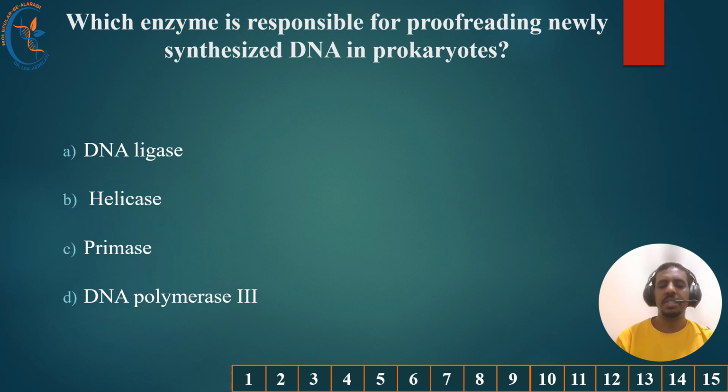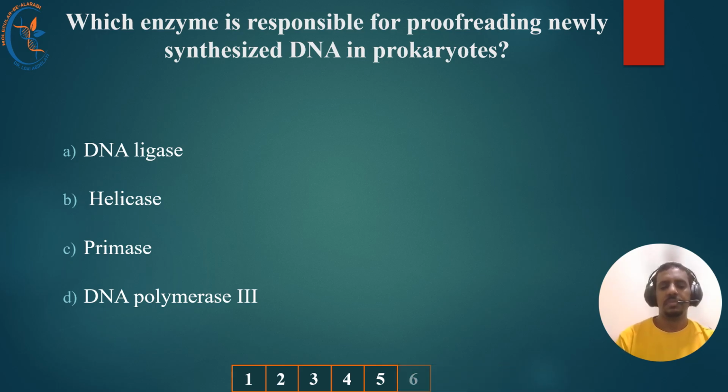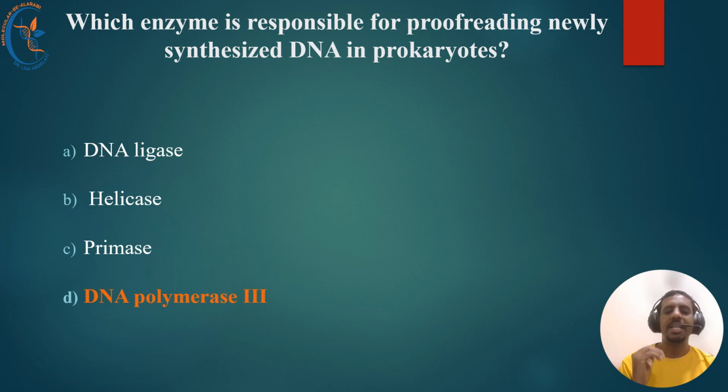All right. The next question is, which enzyme is responsible for proofreading newly synthesized DNA in prokaryotes? The correct answer is DNA polymerase III. As I said earlier, DNA polymerase III has proofreading activity that ensures high fidelity by correcting any errors during DNA replication. Alright, let's move on.